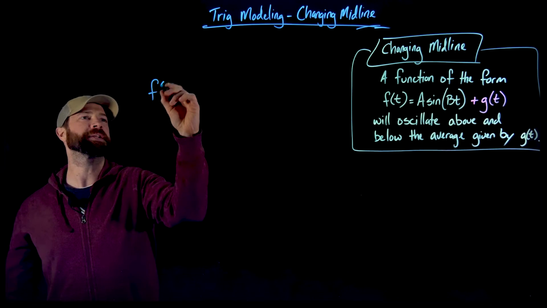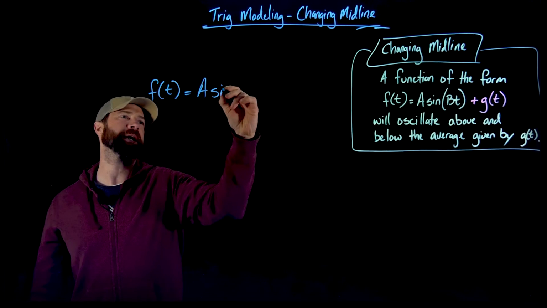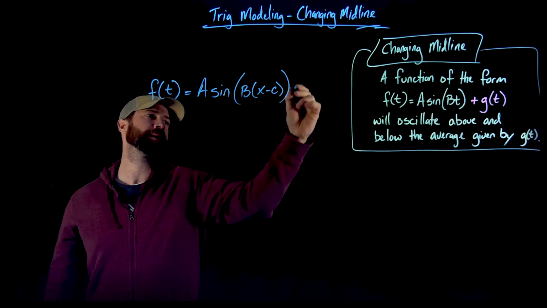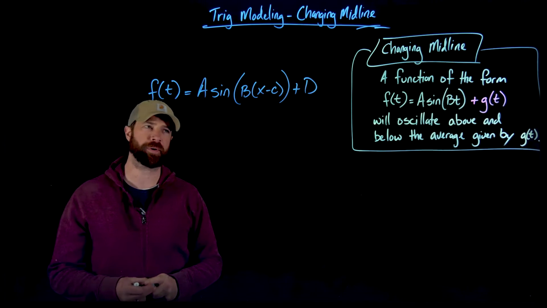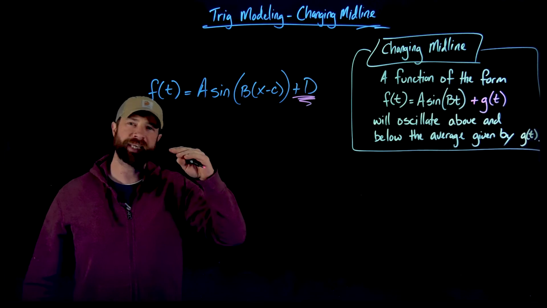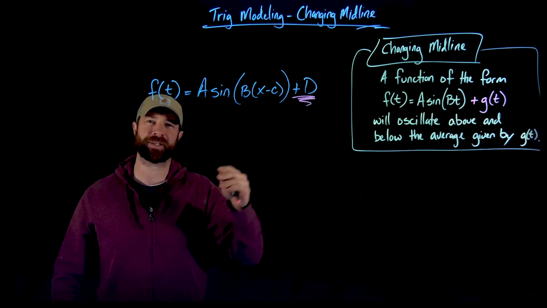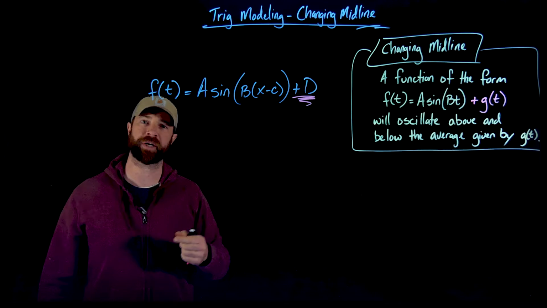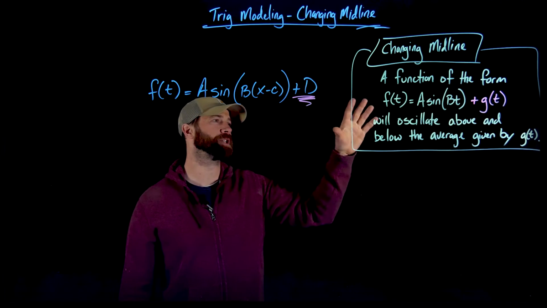But we had this general transformation that we used for modeling that was a times sine of bx minus c plus d. Importantly in this conversation, instead of having a constant d right here, which keeps the midline at a certain height, we're going to have a function replace that. So over time, our midline could experience growth or decay of some sort. Specifically, we're going to be using functions of this form for our changing midline.